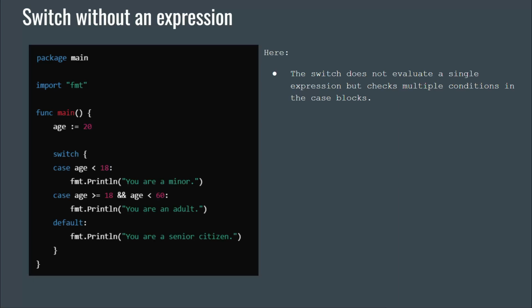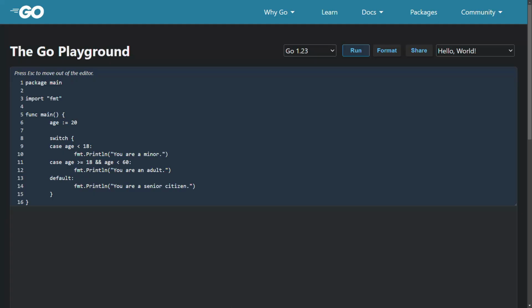Switch without an expression. Here, the switch does not evaluate a single expression but checks multiple conditions in the case block. Let's try to run this code. Here, the age value is 20, so it must come to the second case and print you are an adult.